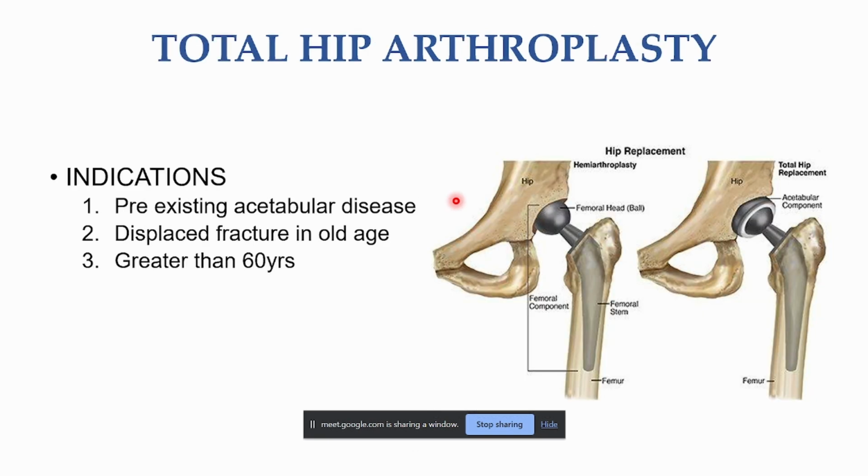Now, total hip arthroplasty. The indications are pre-existing acetabular disease and displaced fracture in old age, and it is done basically in the age group greater than 60 years. In total hip arthroplasty, there is an additional acetabular component as compared to hemiarthroplasty.